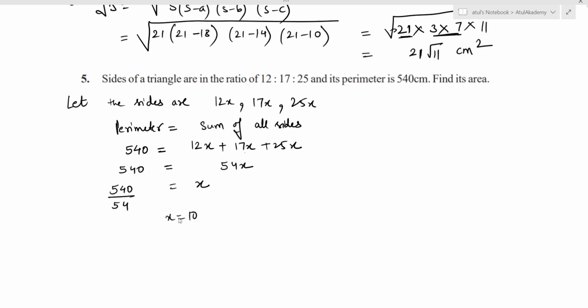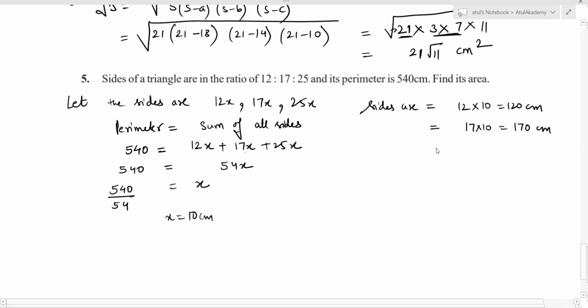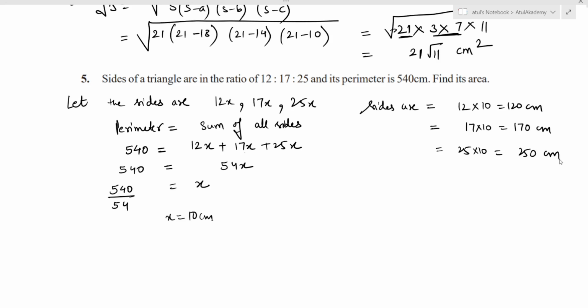Now when my x is 10, what will be the sides? Sides are 12 into 10, that's 120 centimeter. Another side is 17 into 10, 170 centimeter, and then 25 into 10 is 250 centimeter. Now I have all the three sides.